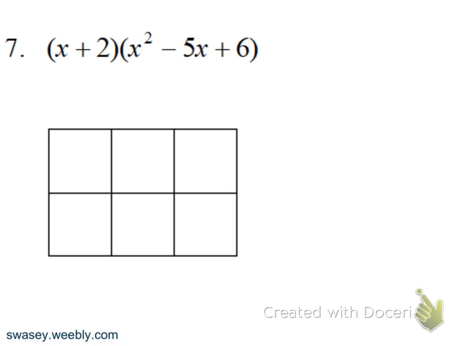All right, going to do this one with the box method as well. So x plus 2 is going to be multiplied by x squared minus 5x plus 6.